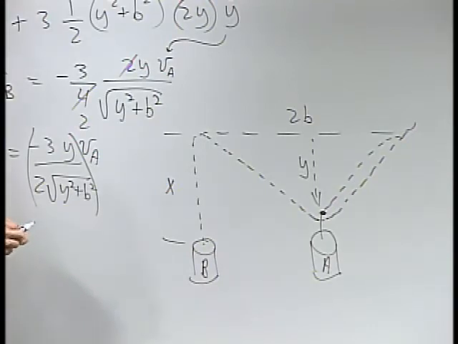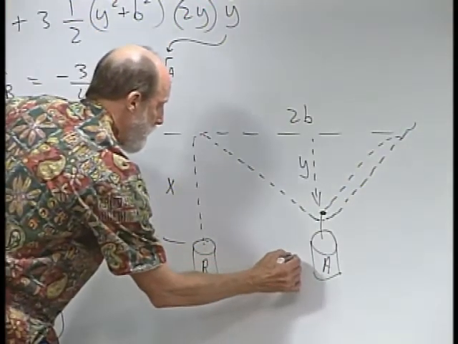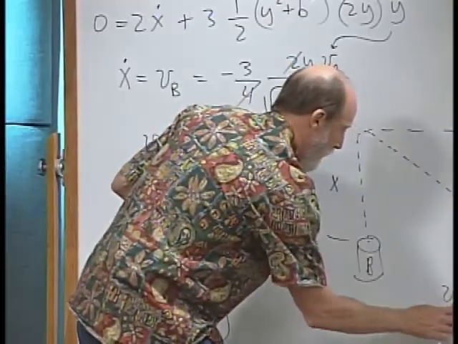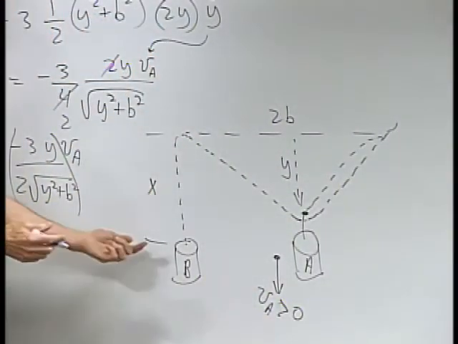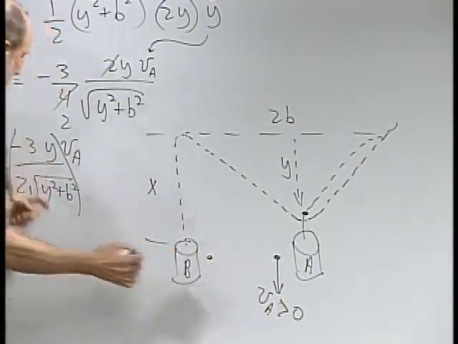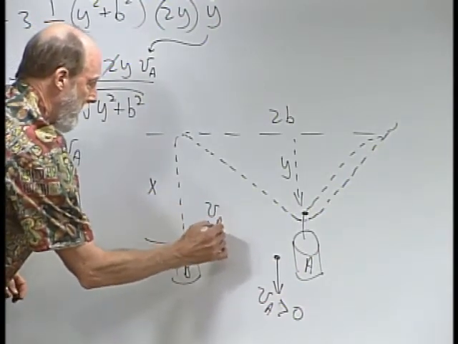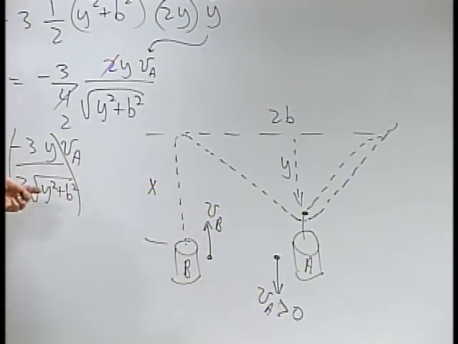So let's say that we gave this a positive velocity. V sub A is greater than 0, motion downward. Physically, you'd observe that you're going to have a negative here. It's going to pull this thing back up for your velocity of B. They'll be opposing one another, as expected. There's a 3:2 ratio, but also the ratio here of y.